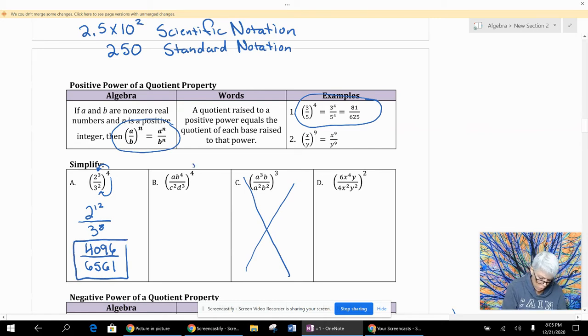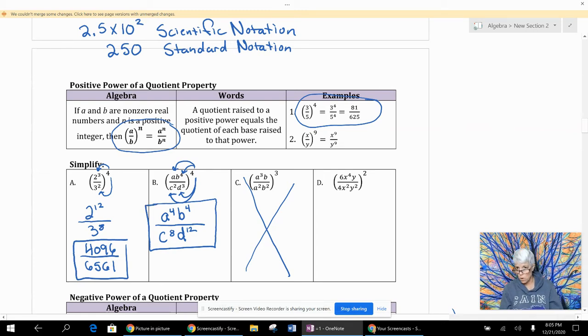Next one, I have 1, 2, 3, 4 terms I have to distribute this out to. So we have a to the power of 4, b to the power of 16, c to the power of 8, d to the power of 12. None of these terms are like terms, and none of them have negatives, so I'm done. Let's look at the next one. I have to distribute this to the 6, to the x, and to the y. Whoops.